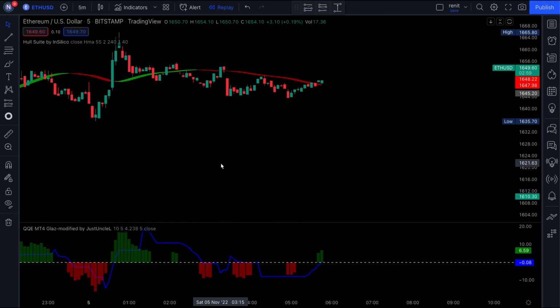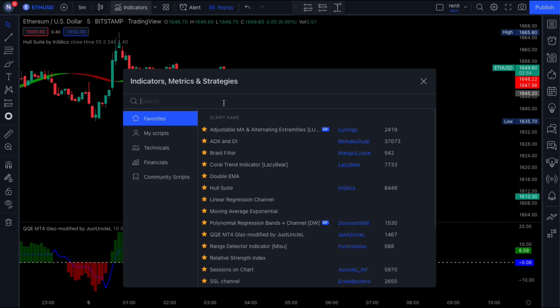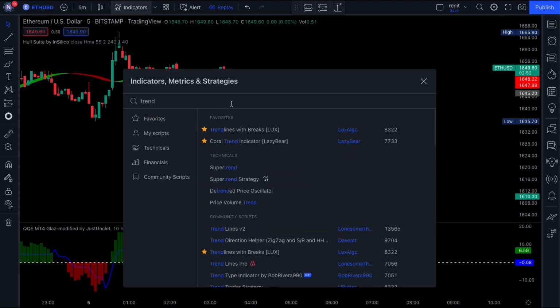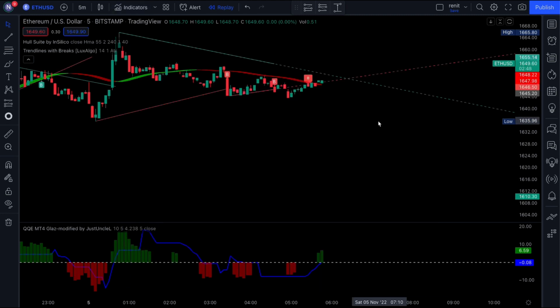Now let's add our third and final one. Okay, so for our last indicator, let's add trend lines with breaks by Lux Algo, and it's this one right here. Just like that, our setup is ready to trade on. Now I'm going to take you through the rules for trading with this strategy.